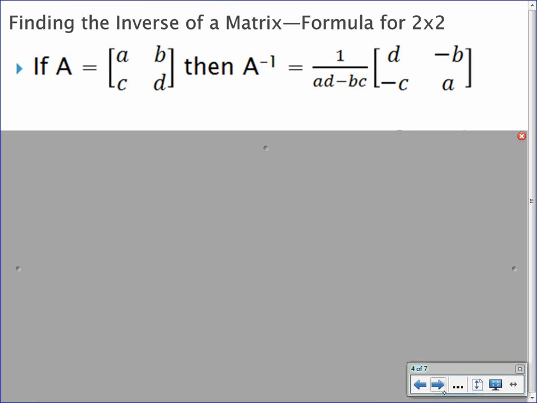Here's your magic formula. If A is the square matrix ABCD, this is only 2 by 2. We're only doing 2 by 2 by hand. Then our inverse, I'll let you write it down and I'll explain my shortcuts for how to remember it.